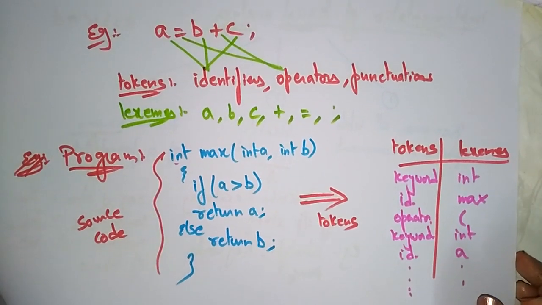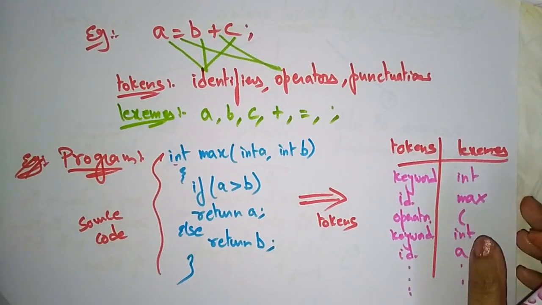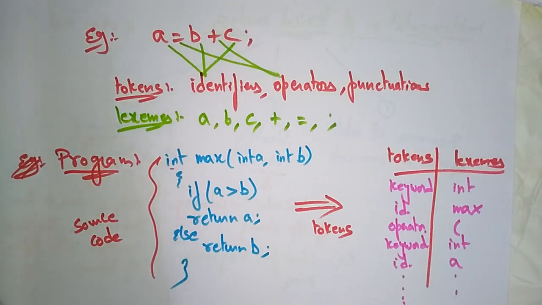So this is how you are going to implement the lexical analyzer. In the next video, I'll explain how to implement the lexical analyzer and the parser by using tools. With the help of the automated tools, the compiler can easily convert the source language into the target language. Thank you.